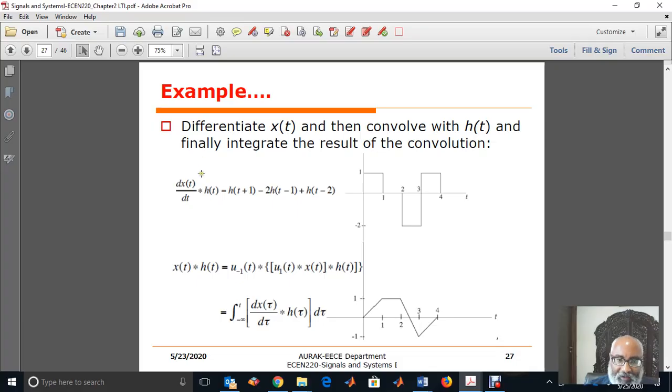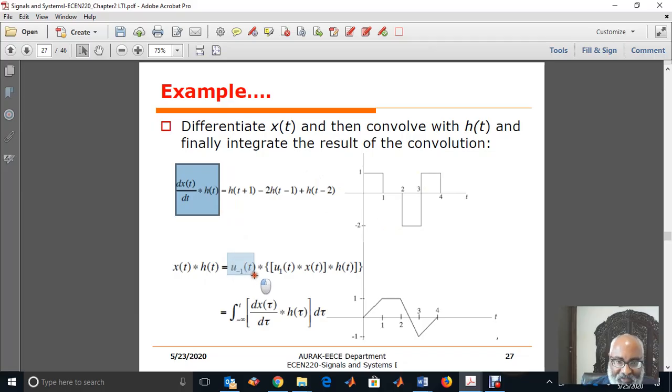So the derivative of x of t convolved with h of t is this: h of t plus 1 minus 2 h of t minus 1 plus h of t minus 2. h of t plus 1 means a shift of h of t by 1 to the left, so I have this here. And 2 times h of t minus 1, where h of t minus 1 means a shift of h of t by 1 to the right, so I have this, and minus 2 because the amplitude is minus 2. And h of t minus 2 is this one. This is the result of this.